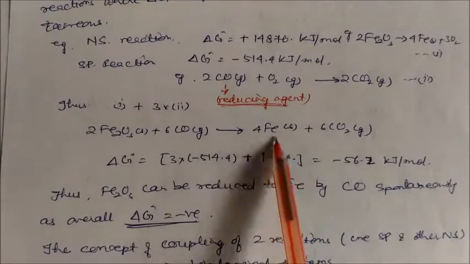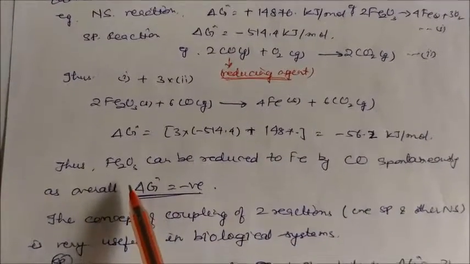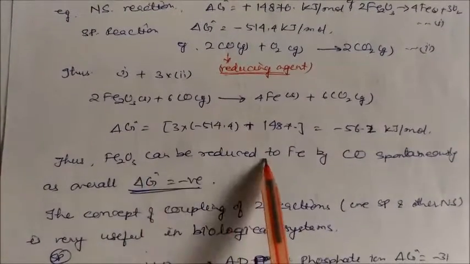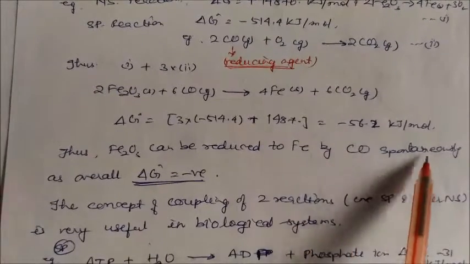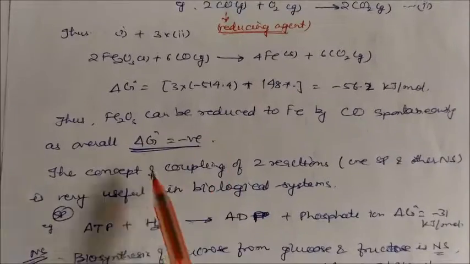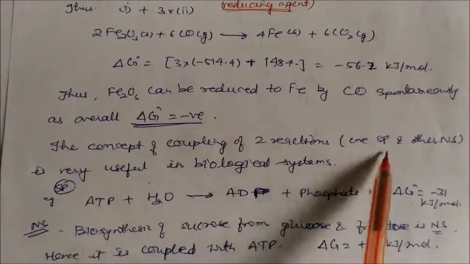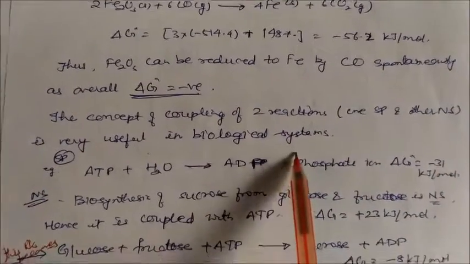It is the delta G of the product minus the delta G of the reactant, so we get this value. So we can write that Fe2O3 can be reduced to iron by carbon monoxide spontaneously, and the overall value of delta G naught is negative. This concept of coupled reactions, coupling two reactions where one is spontaneous and the other is non-spontaneous, is very useful in biological systems.